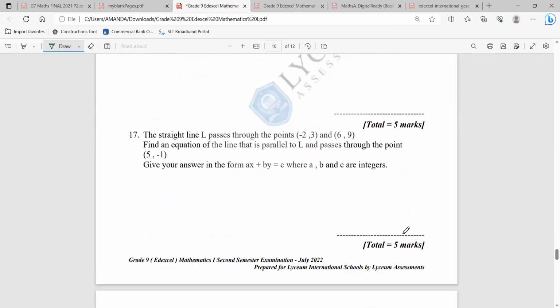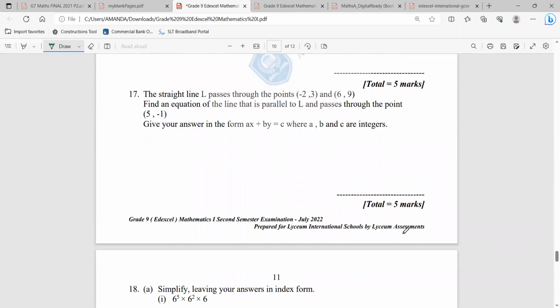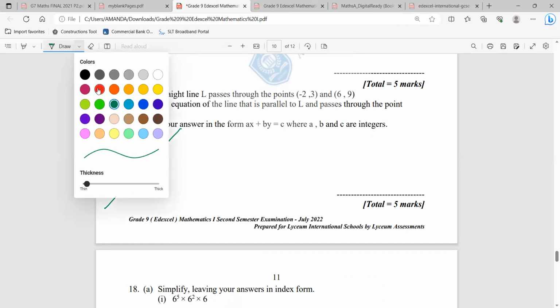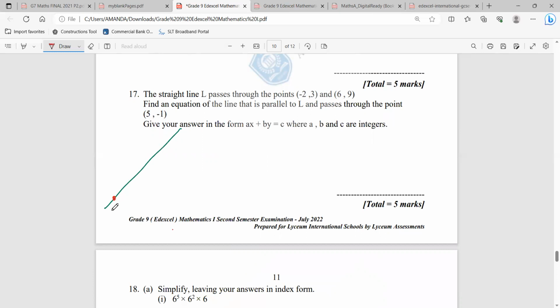Okay. That is question number 17. So we've got 3 more to do. The straight line L passes through the points -2, 3 and 6, 9. Find the equation of the line that is parallel and passes through the point. Now they have given the coordinates of the line: this one is -2, 3, and this one is 6, 9.